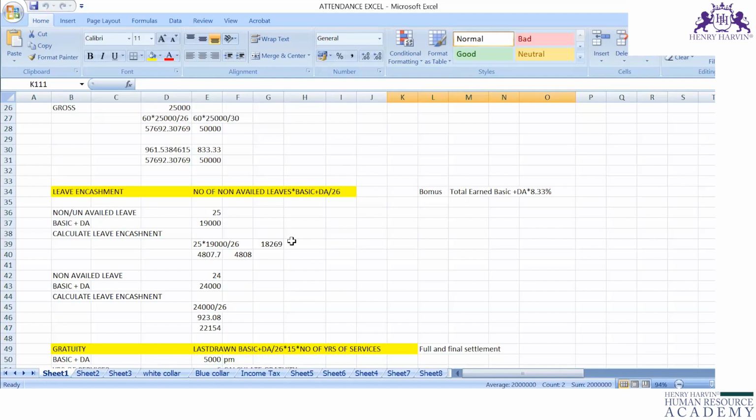But apart from that, the employers have to give mandatorily this earned leave. When the organization is giving eligibility leave as an encashment, the encashment formula is number of non-availed leaves into basic plus DA divided by 26. So make note of this formula.